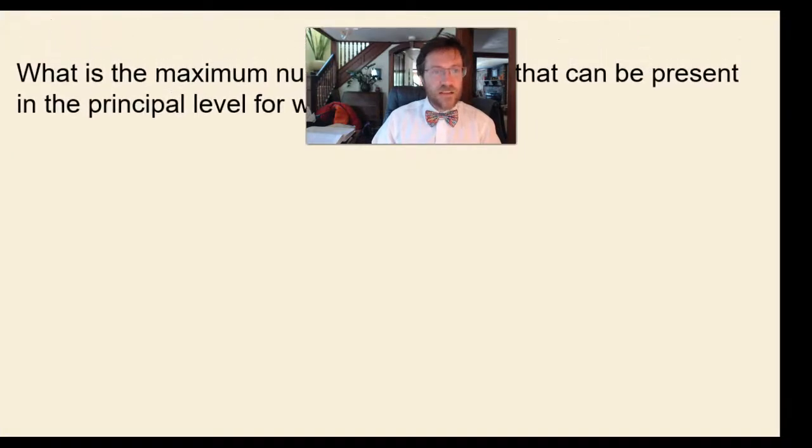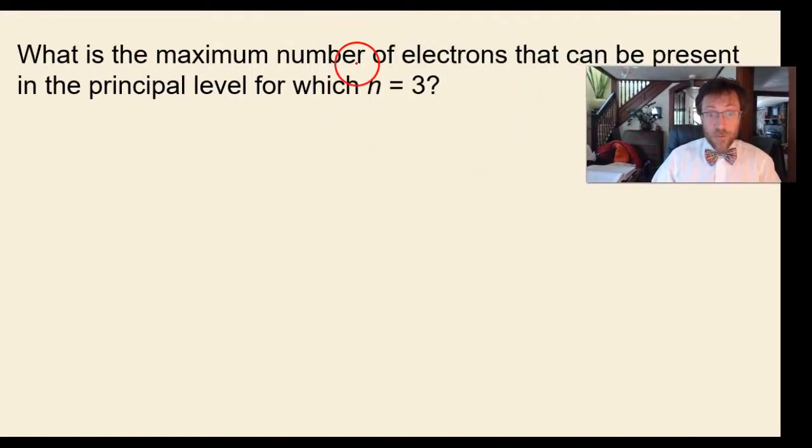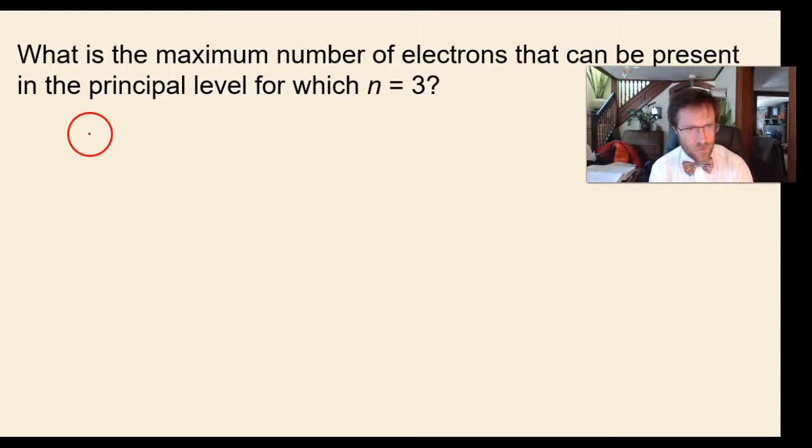All right, let's check out this last one. What is the maximum number of electrons that can be present in the principal level for which n equals 3? All right. For n equals 3, well, let's check it out.